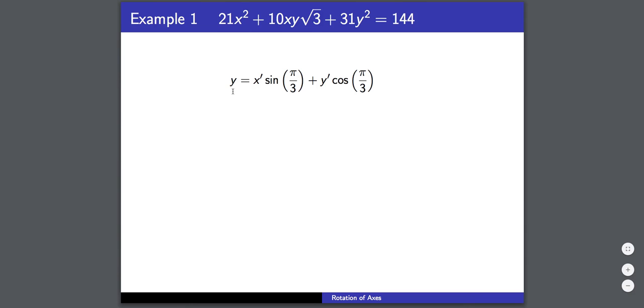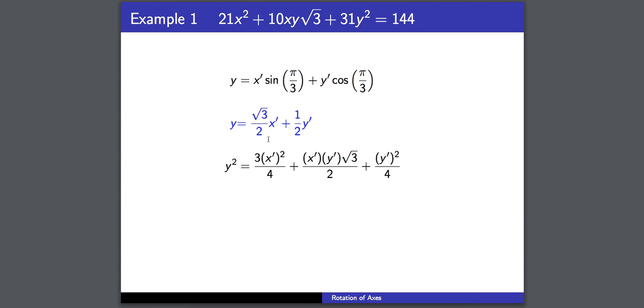For y, our y coordinate is x prime times the sine of pi over 3 plus y prime times the cosine of pi over 3. Again, the angle of rotation from example 1a was pi over 3. So with sine of pi over 3 and cosine of pi over 3, we got square root of 3 over 2, and cosine of pi over 3 is a half. So we're going to square that result, and again, be careful with your algebra here.